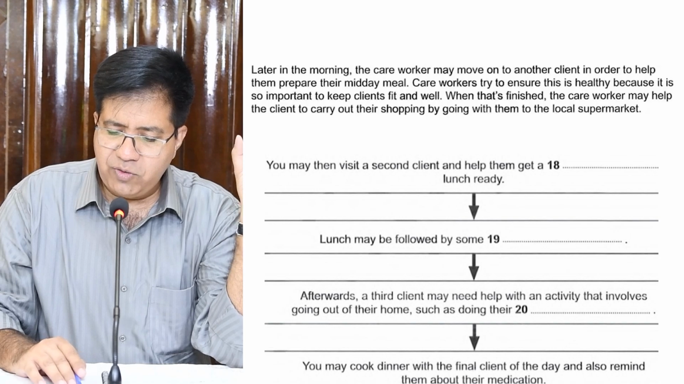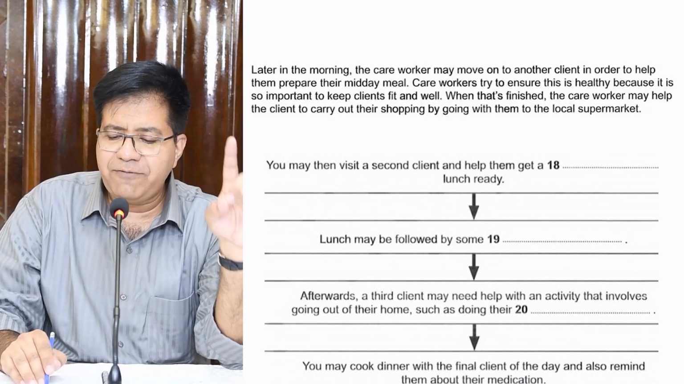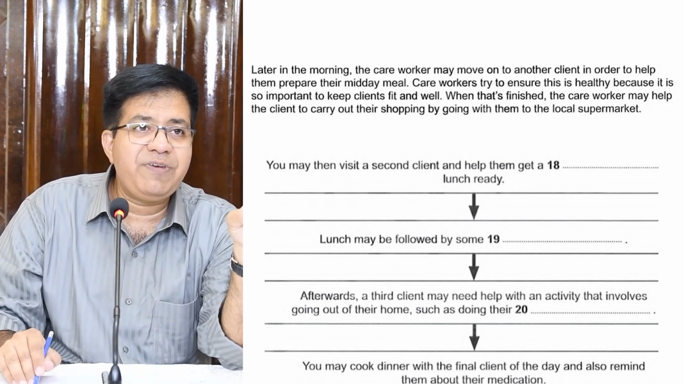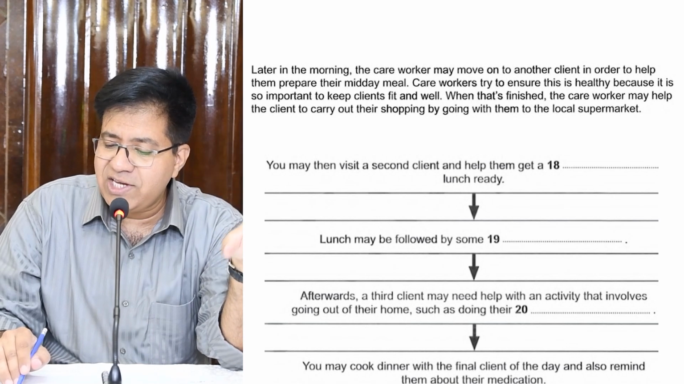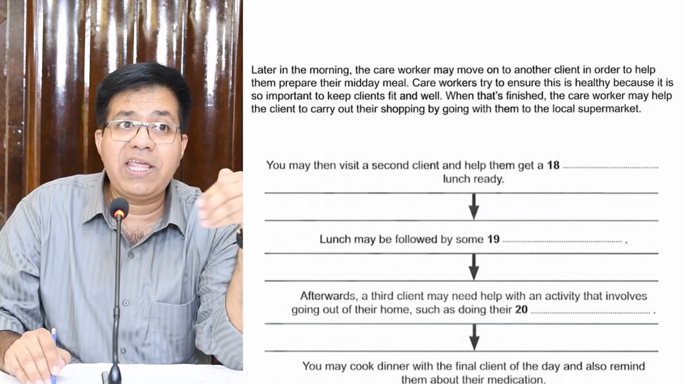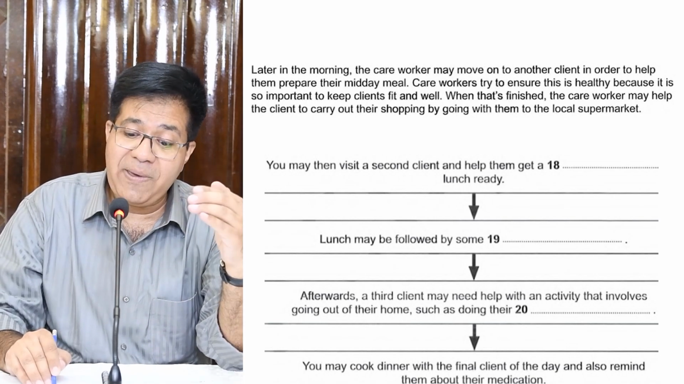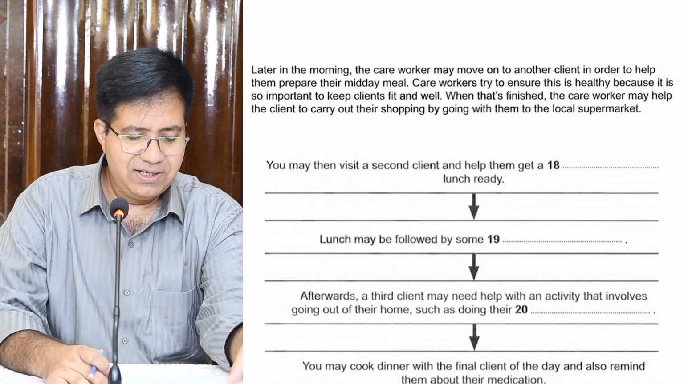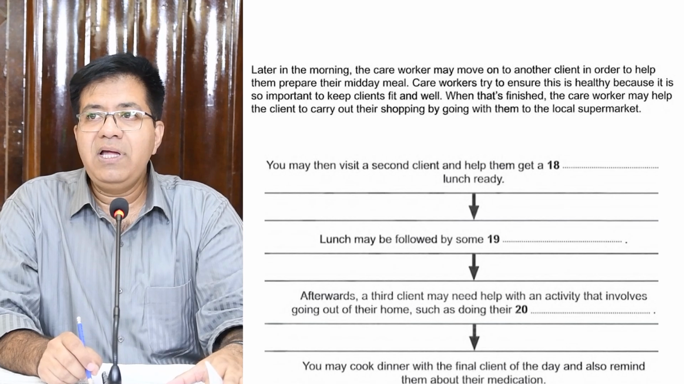Healthy, because it is so important to keep clients fit and well. Third paragraph, second last line. When that is finished, what do they mean by that? Lunch, well done. When that is finished, the care worker may help the client to carry out their shopping. So after lunch, what will they do? Shopping. Well done. So lunch may be followed by some shopping.